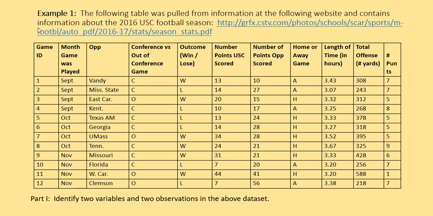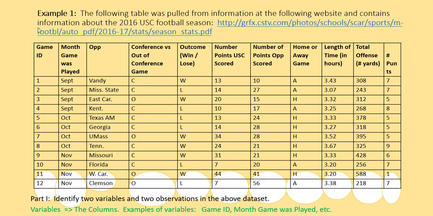Question number 1, just like an exam question or homework question. Identify 2 variables and 2 observations in the above data set. So the variables are always the columns. Examples of variables could be number of points opponent scored, total offense, yards, or punts. Just note that variables are generally the columns, and observations will be the cell values under the columns.